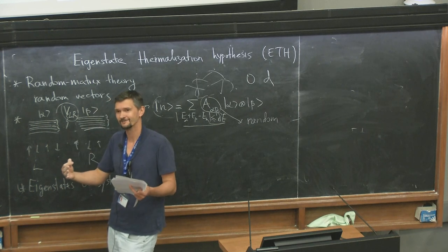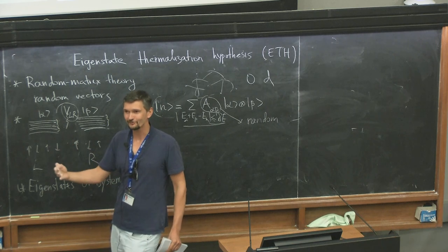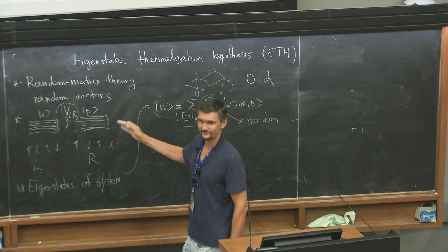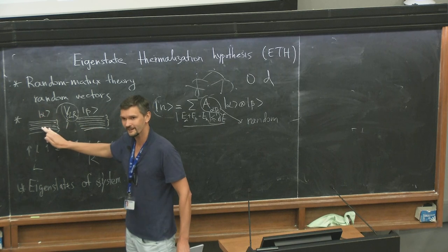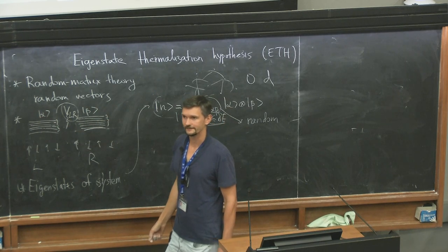As for ETH exactly, I think you cannot prove it in general, right? But you can convince yourself that it is self-consistent. That if ETH holds approximately at this scale, then you can go to the next scale and it will only get better.